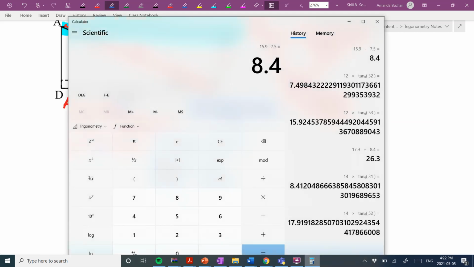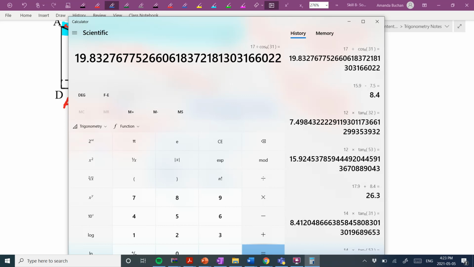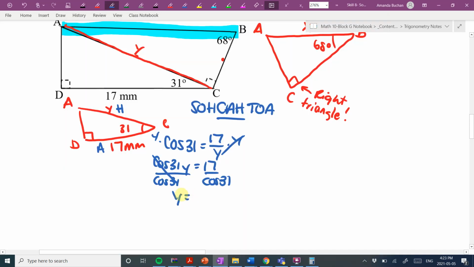So in my calculator, we're going to go 17 divided by 31 cos, 19.8. And that makes sense because it needs to be longer than the side. So we just found that this is 19.8 millimeters.